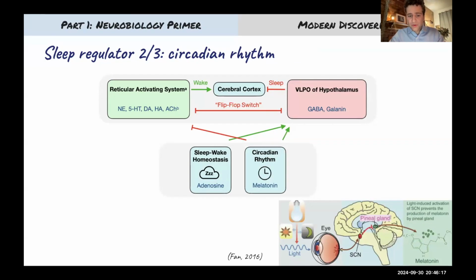The next fundamental regulator is the circadian rhythm. Melatonin rises and falls in a 24-hour cycle that stimulates the brain into a state of arousal or sleep, depending on the time of day. It syncs it to a 24-hour cycle. And the mechanism here is that light reaching the retina in the back of the eye triggers the suprachiasmatic nucleus to inhibit the pineal gland from releasing melatonin.